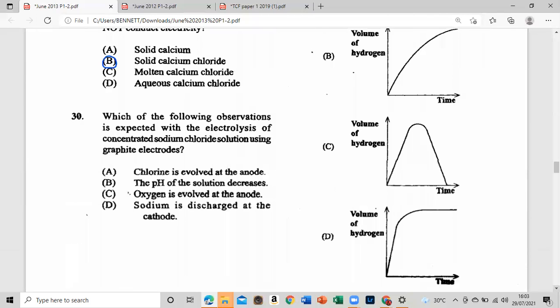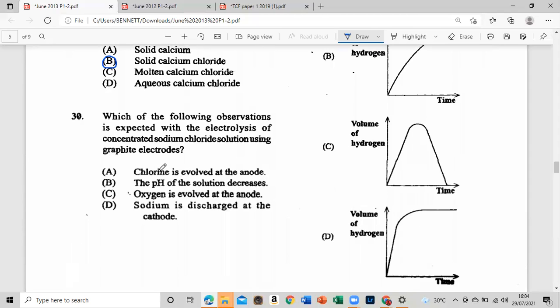Awesome, awesome. Which of the following observations is expected with the electrolysis of concentrated sodium chloride solution using graphite electrodes? And we can get 30, and that is A, chlorine is evolved at the anode. All right, so let's move on to 31.